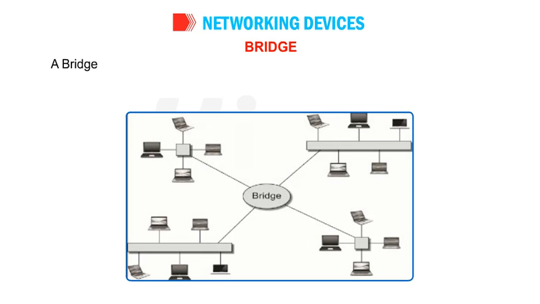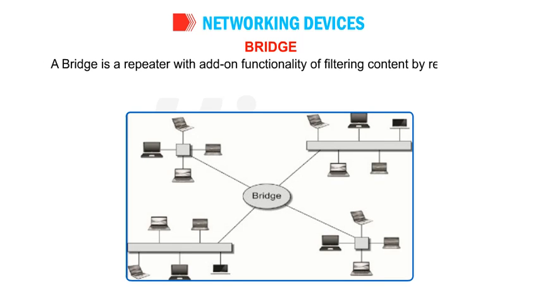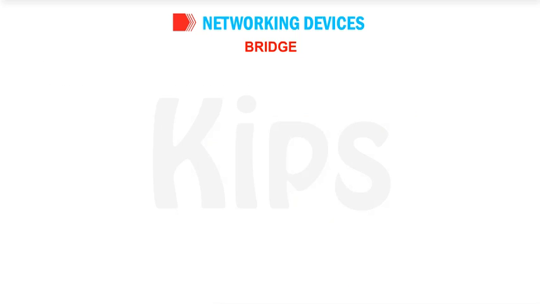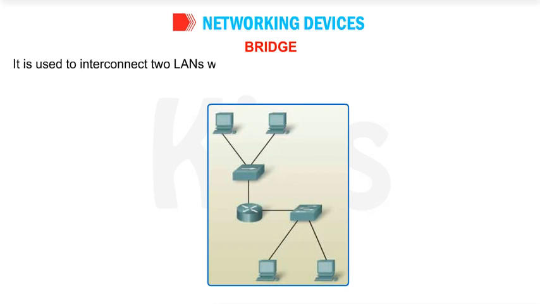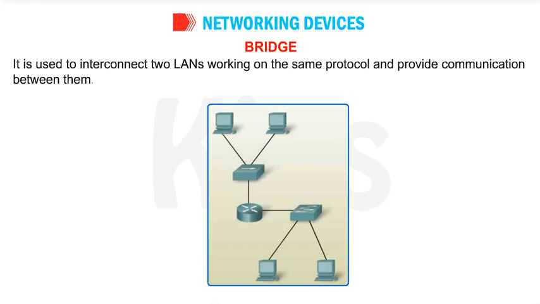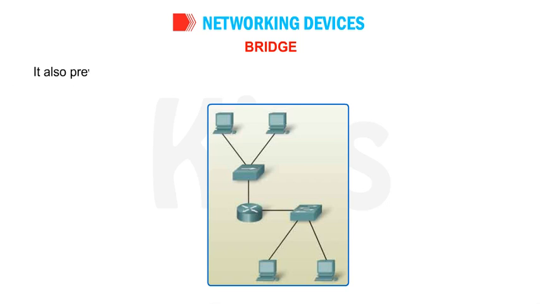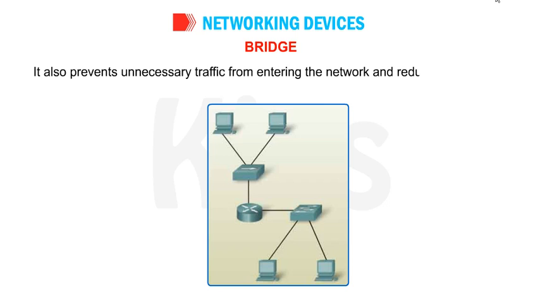Bridge. A bridge is a repeater with add-on functionality of filtering content by reading the addresses of source and destination. It is used to interconnect two LANs working on the same protocol and provide communication between them. It also prevents unnecessary traffic from entering the network and reduces congestion.